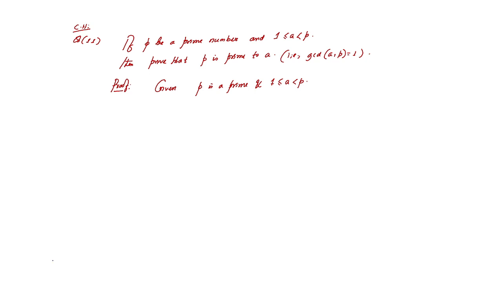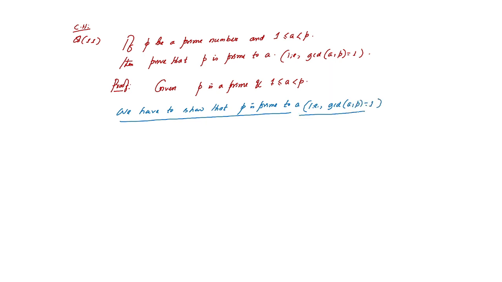What we have to show? We have to show that P is prime to A. That means GCD of A and P equals 1. So now we consider D equals GCD of A and P. Then from that we can write D divides A and D divides P.